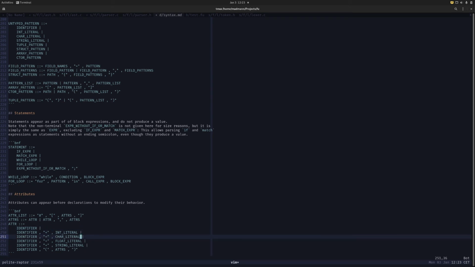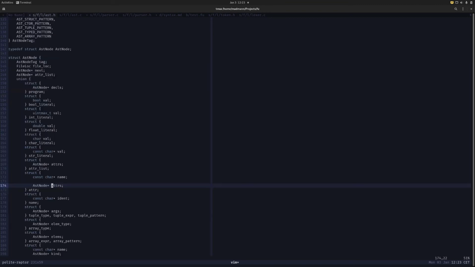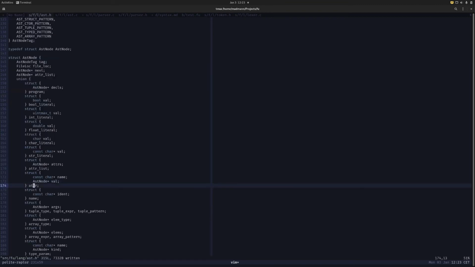Or it could be the case where we have a literal, which is either one of these, or it could be the case where it's an attribute list, in which case it is a node which has a tag attribute. So I'm going to call this val. And then I'm going to show you how this works in the parsing phase.